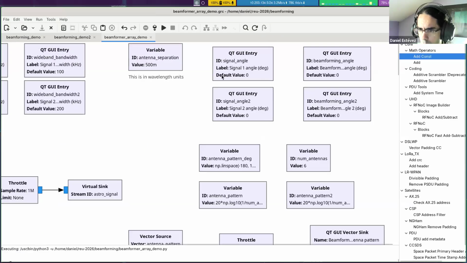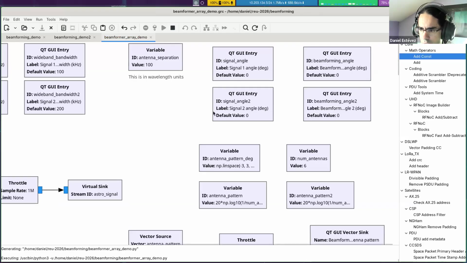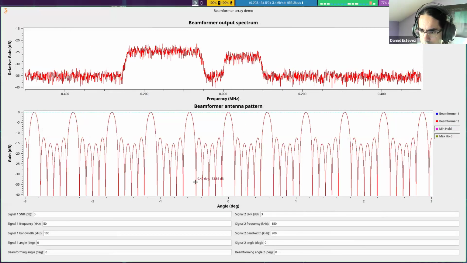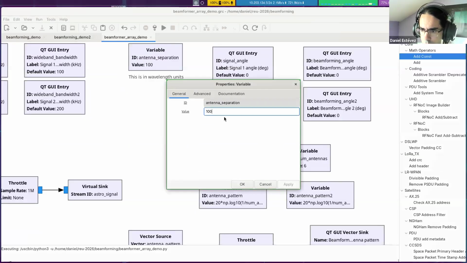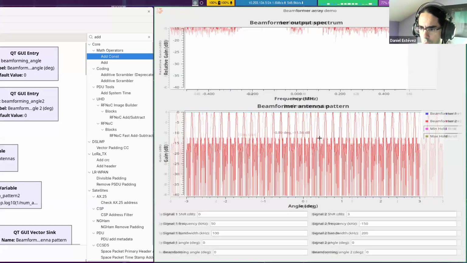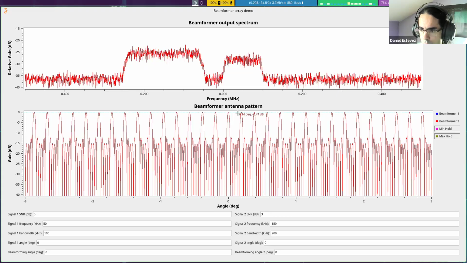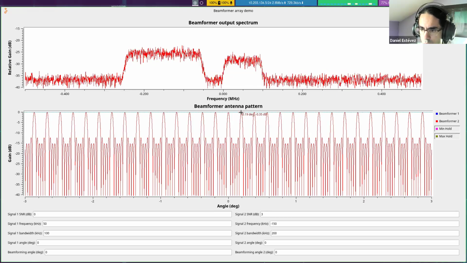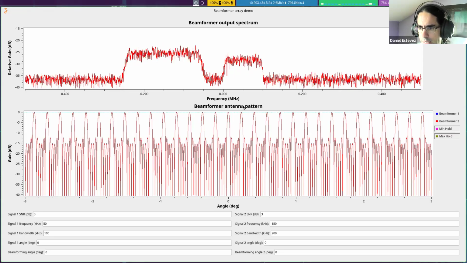Let me set this back to 100. This plot was only limited to a plus minus 3-degree field of view. And this is what we get. So grating lobes, grating lobes. If we increase this to 1,000, maybe 1,000 is too much, maybe 300, we get narrower beams. So it means we get better angular resolution, but we also get grating lobes which are closer together. So that is the trade-off.